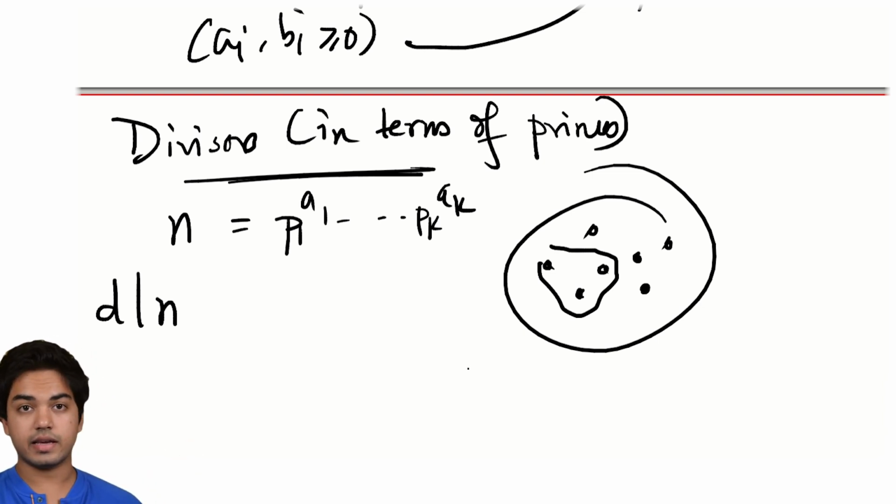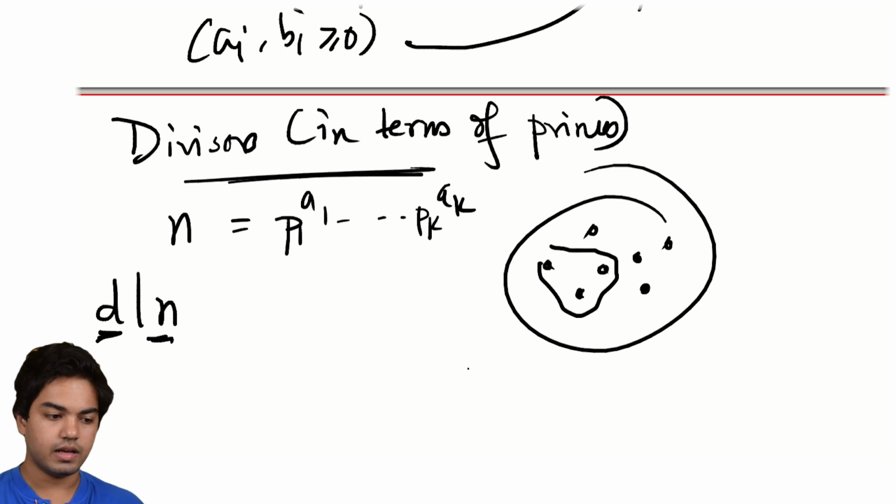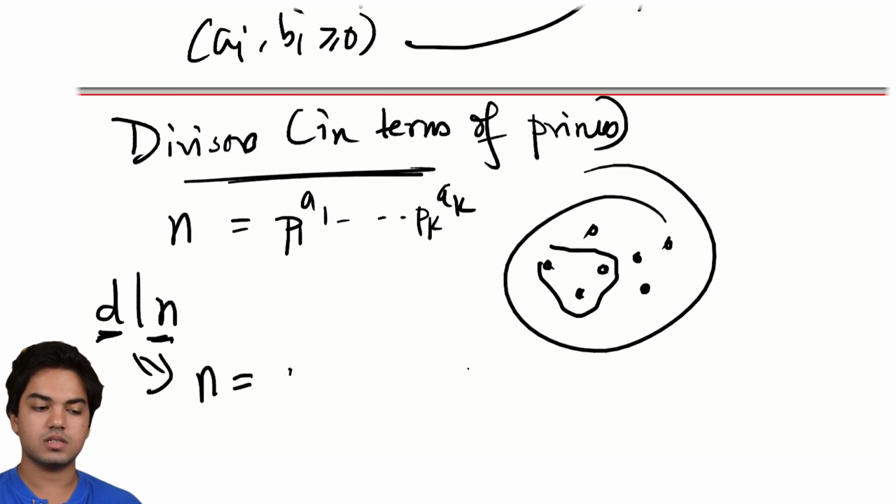And this is again because of the fundamental theorem of arithmetic: if a prime shows up in D, it will show up in n, because it's all multiplied. D divides n is the same thing as saying n is D times something. So whatever primes are here in D, they'll also be in n, perhaps to a greater exponent.